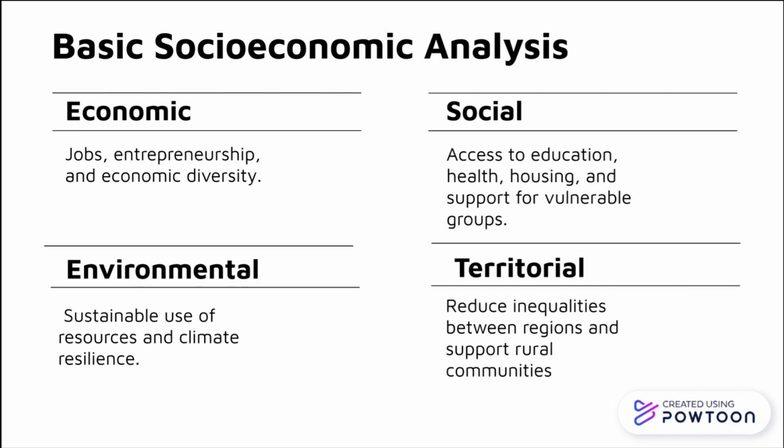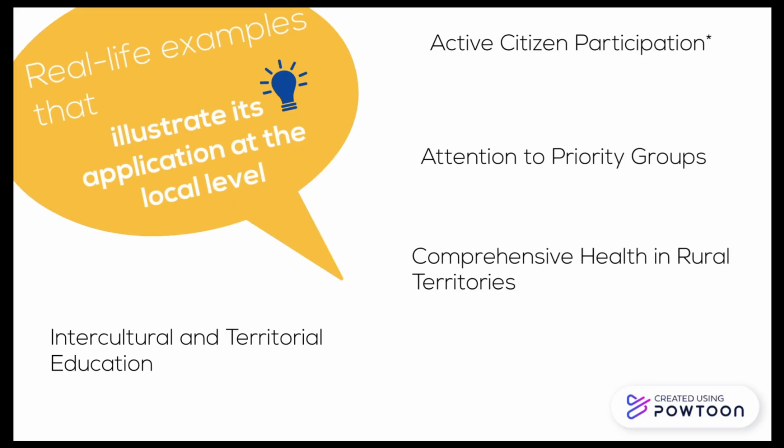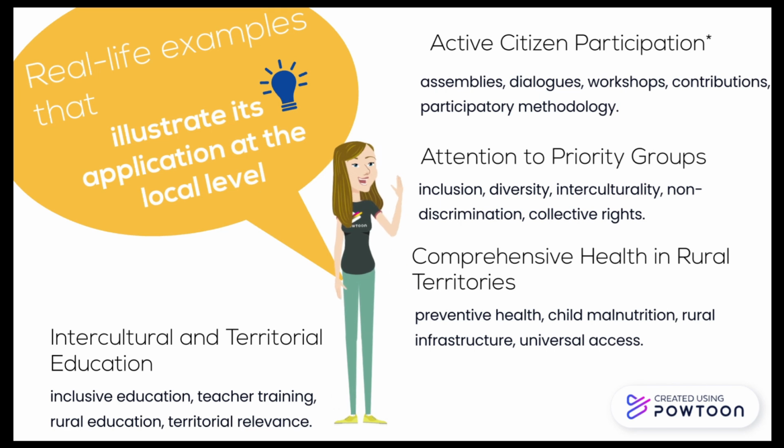And key indicators to measure progress: we use indicators like growth, poverty rates, employment levels, and access to basic services like water and electricity. So we have real-life examples that illustrate its application at the local level. As the first example, we have active citizen participation.